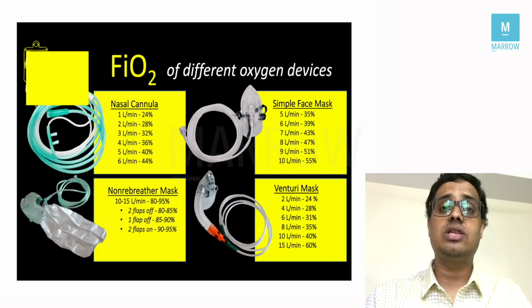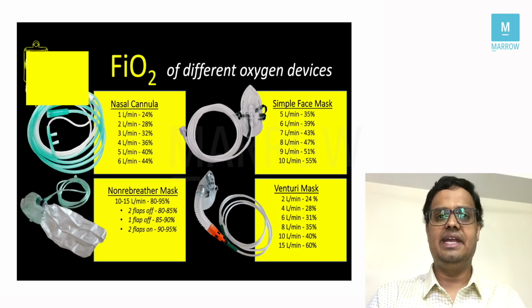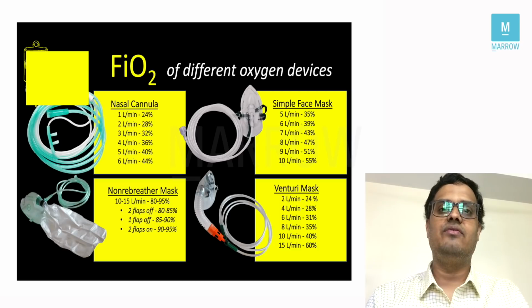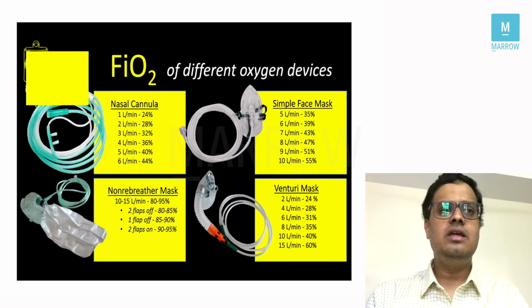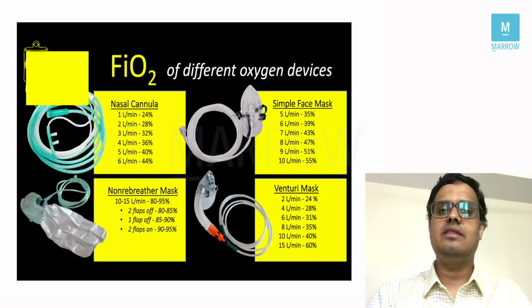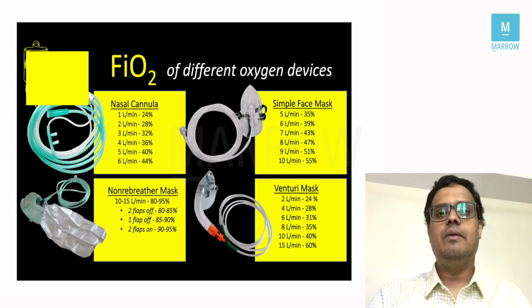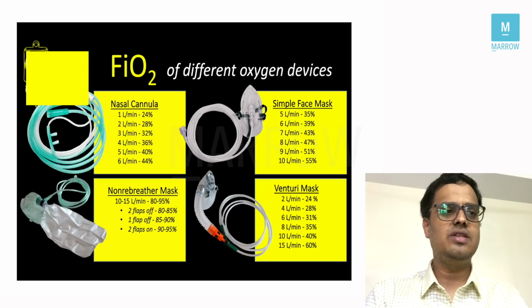The second thing is oxygen supplementation. We'll talk about oxygen supplementation in detail now. As I told you in my regular videos, the oxygen supplementation can be done in two ways: variable performance devices and fixed performance devices. What are the examples of variable performance devices? The first one, what you can see here, is the nasal cannula.